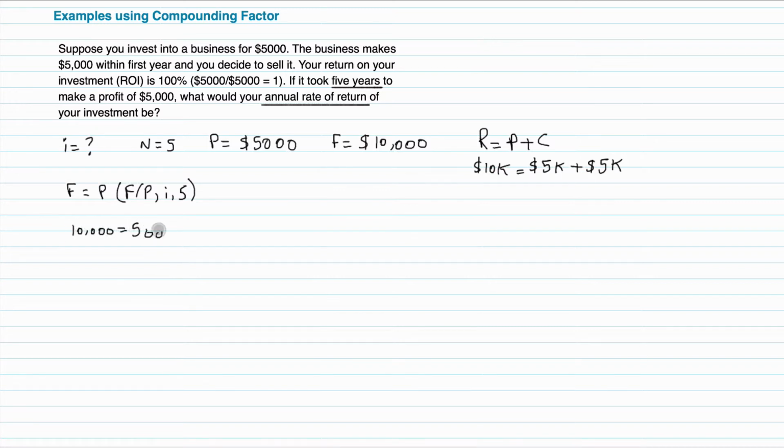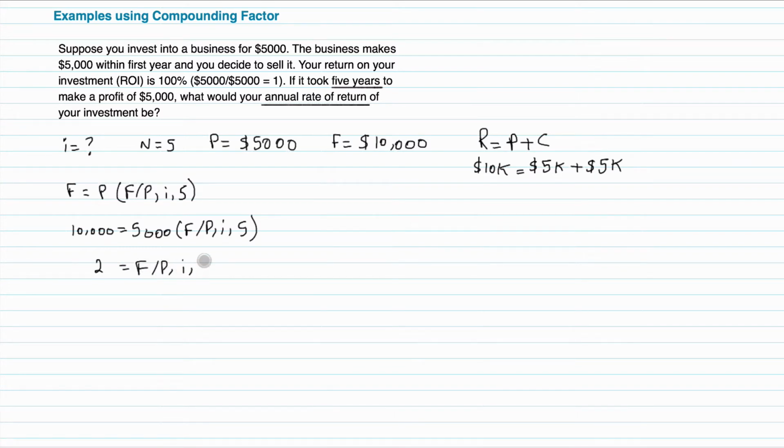P is equal to 5,000. And F given P. Now this is a factor notation. We need to find a factor. What we have to do is divide both sides by 5,000. So 10,000 divided by 5,000 gives us 2 is equal to F given P, I, 5.